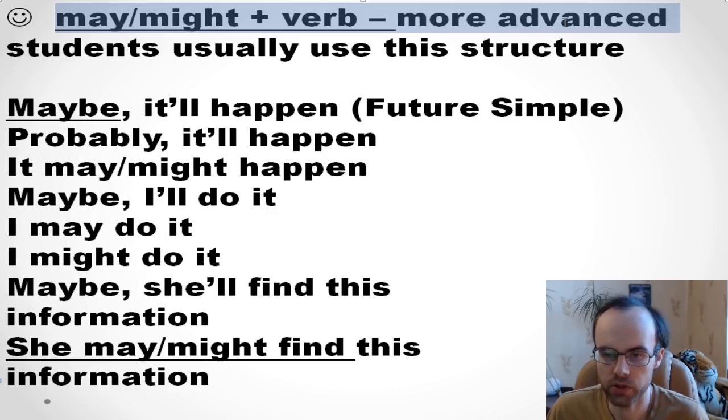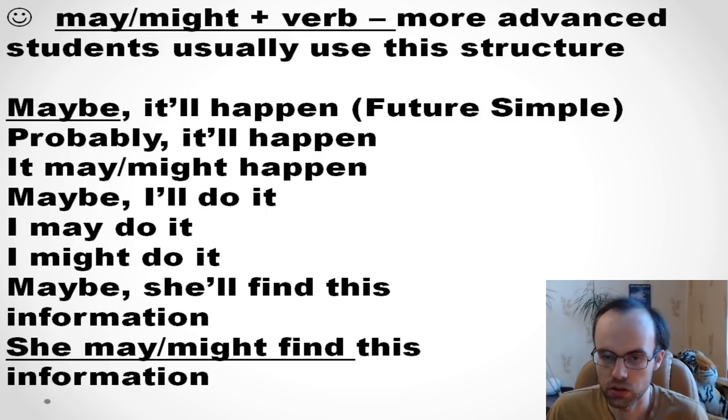Maybe it will happen, future simple. Probably it will happen. It may happen, it might happen. Maybe I'll do it. I may do it. I might do it. Maybe she'll find this information. She may find this information. She might find this information. Okay.